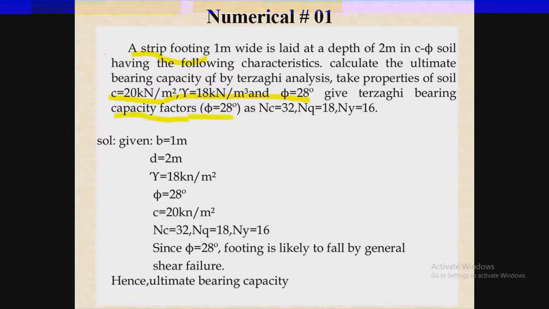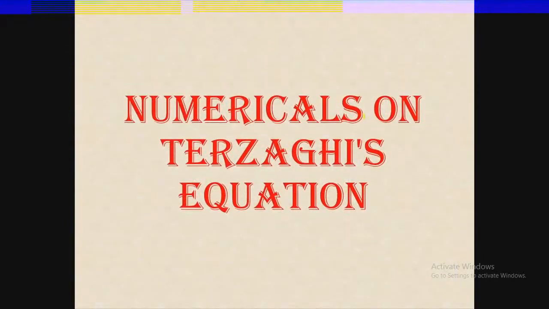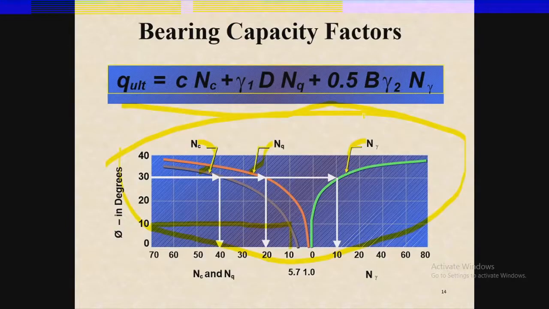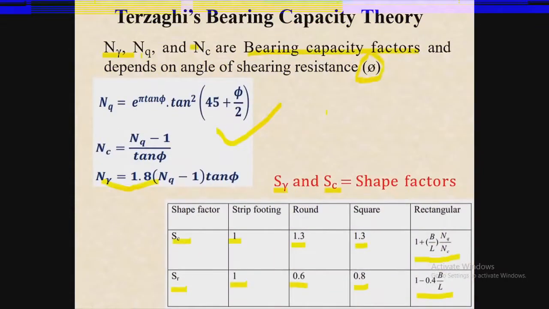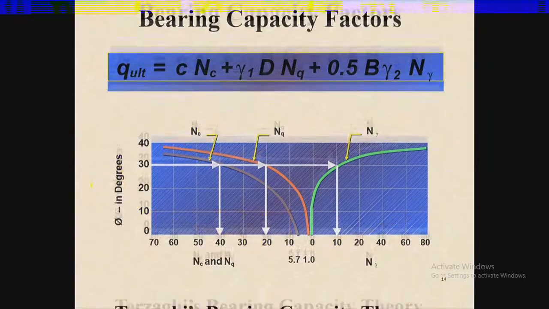At phi 28 degree, we can have Nc equal to 32, Nq equal to 18, and N gamma equal to 16. For the determination of Nc, Nq, and N gamma, you can use this chart. Also, you can use these three formulas.